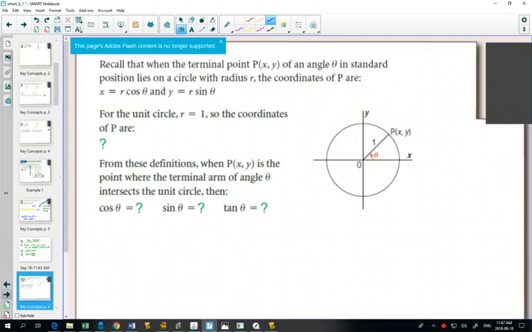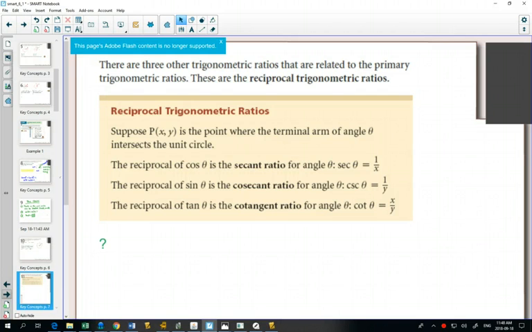Also on page 570, this highlights the same things that we've already talked about, that cos of theta is your x-coordinate, sine is your y-coordinate, and tan is y over x. But we also get introduced to 3 new trig ratios. You knew about sine, cos, and tan. You now are going to learn about secant, cosecant, and cotangent. And they are the reciprocal trig functions.